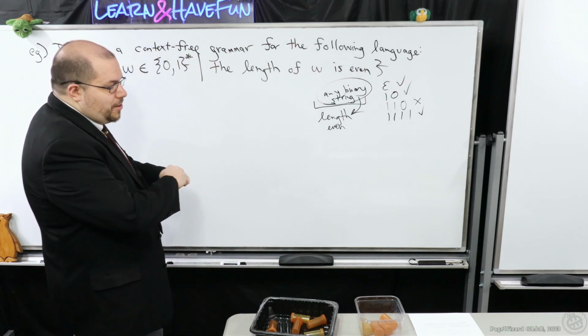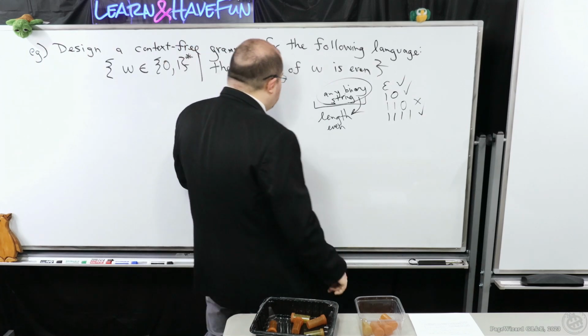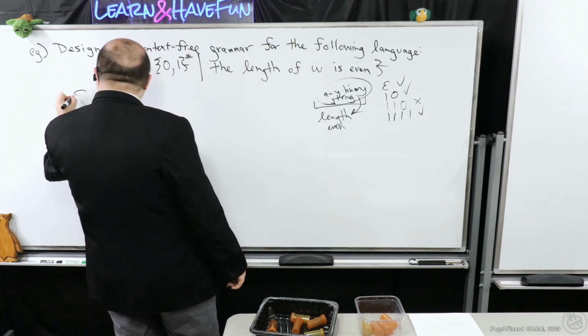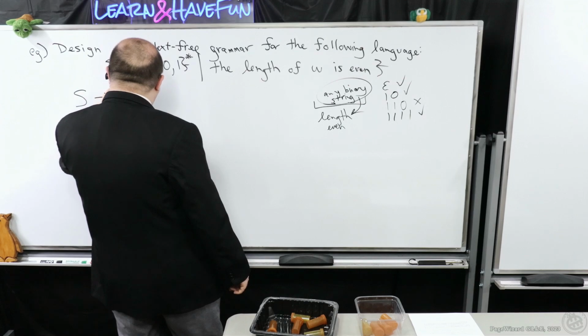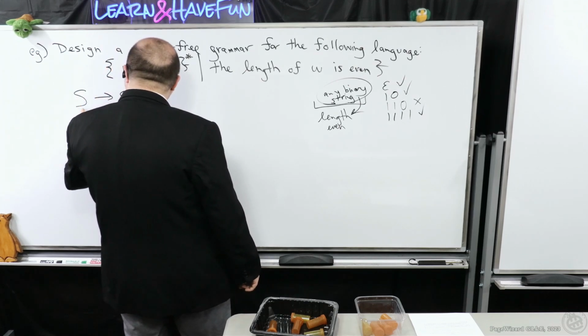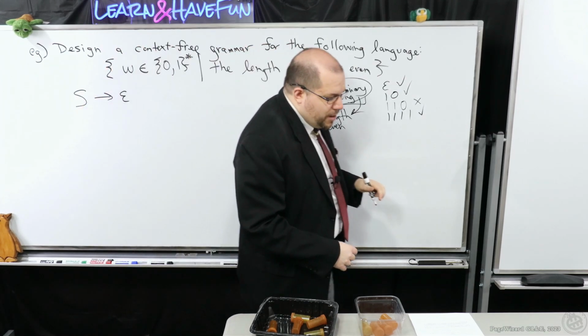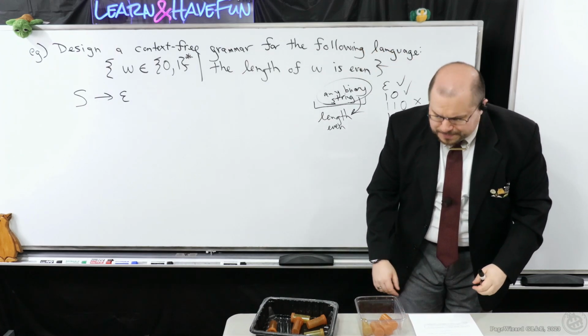One way we could go about this is to create a production rule. First we know right away that this is going to be our start symbol, and we know it's going to produce the empty string.